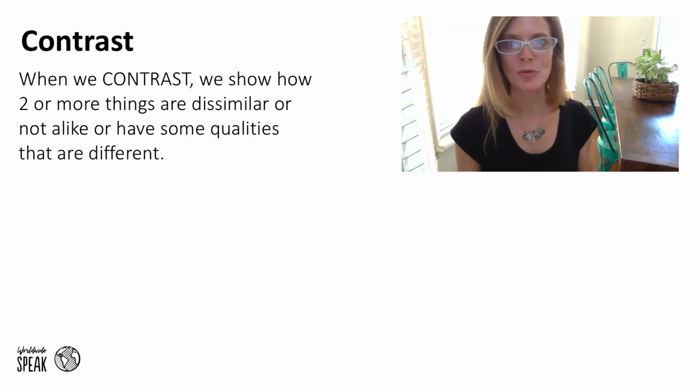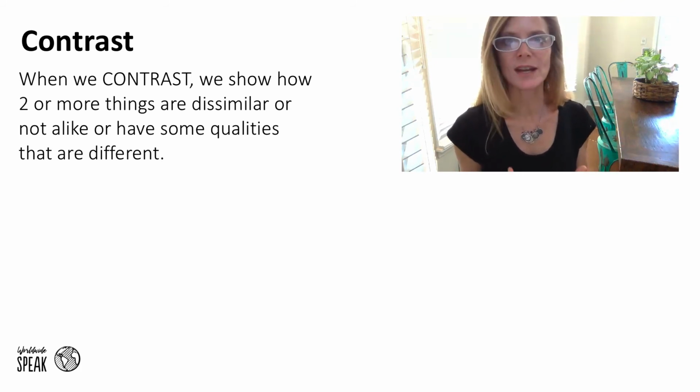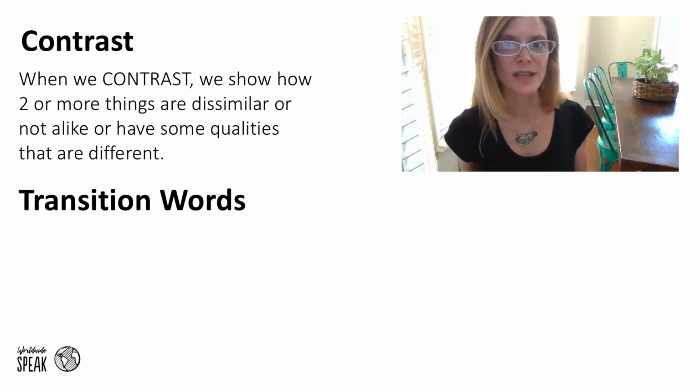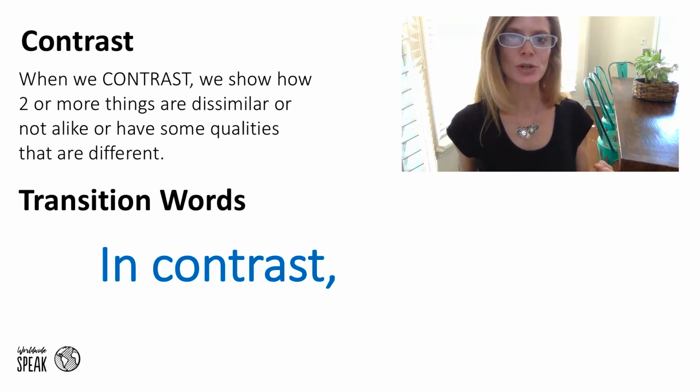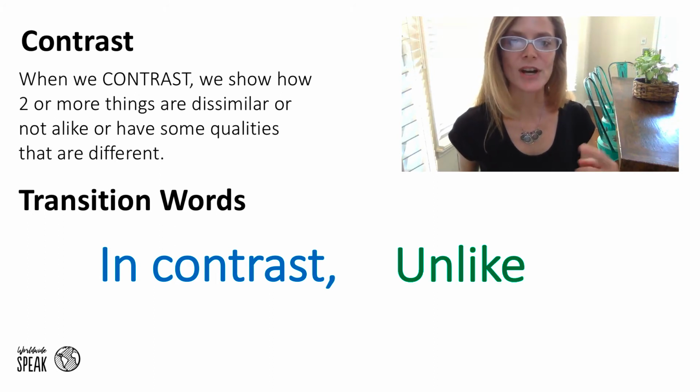All right, so I showed you the two transitional words for comparing, similarly and like plus a noun or noun phrase, and I gave you examples for those. Now let's do the same thing with contrast. When we contrast, we show how two or more things are dissimilar or not alike or have some qualities that are different. What are the transition words that I'd like you to learn today? I'd like you to learn the transition words in contrast, followed directly by a comma, and unlike.